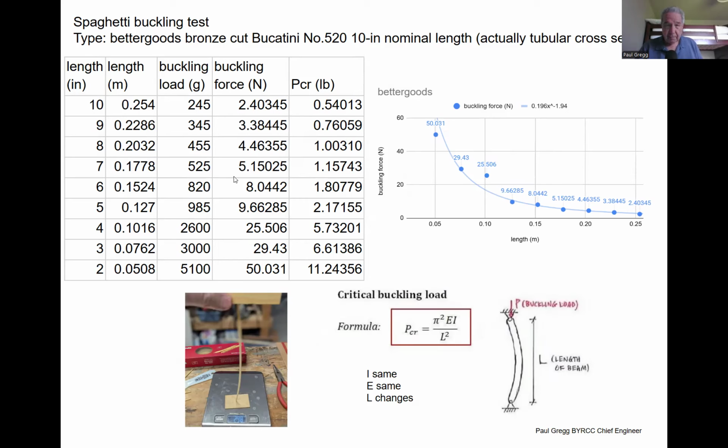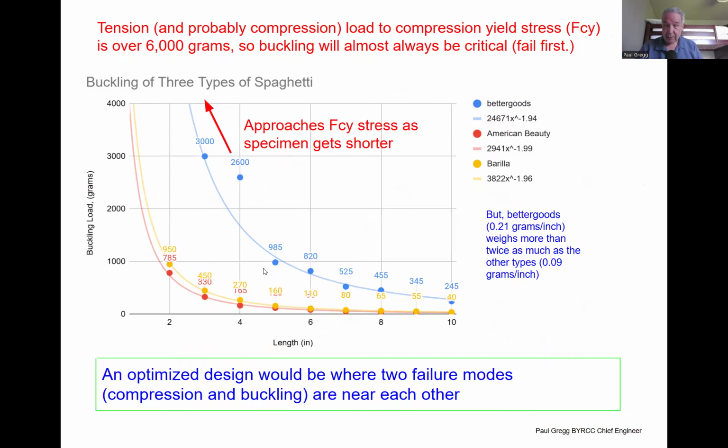So a 10-inch piece of spaghetti will buckle at half a pound, not very much at all. But you go down to 2 inches, and all of a sudden that same kind of spaghetti, only 2 inches long, not 10 inches long, can take 11 pounds of force. So it can get pretty strong if the unsupported length is short, which gives you some ideas about how to make your spaghetti tower stronger. It needs to be supported at shorter intermediate lengths.